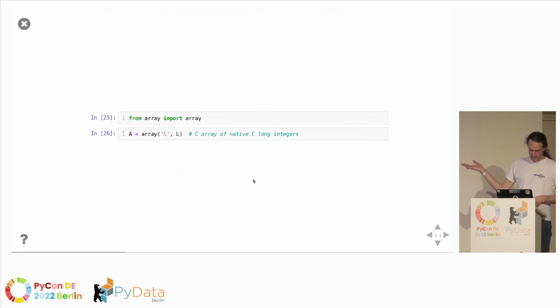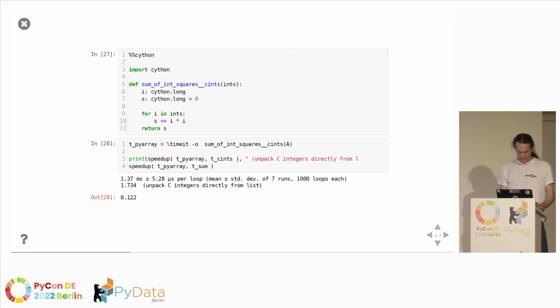And this is how I copy my list of integers into a Python array of type C long. Okay, so the little l there says this is of type C long, and then the big L is just my data that I'm copying in there.